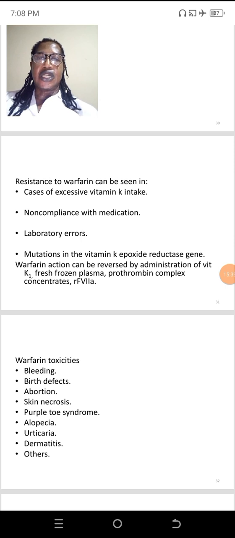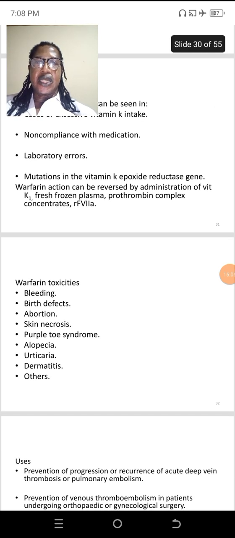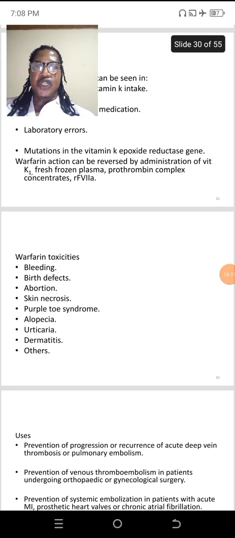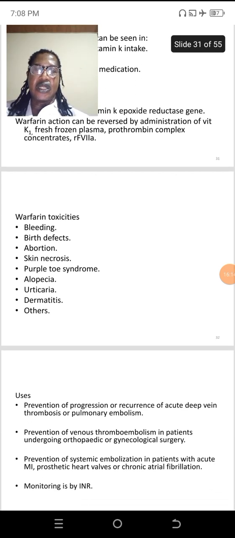Non-compliance with medication, mutations in the vitamin K epoxide reductase gene, and its toxicity can be reversed by administration of vitamin K1, fresh frozen plasma, prothrombin complex concentrates, and recombinant factor 7A. Toxicities include bleeding, birth defects, abortion, alopecia, dermatitis, and others.